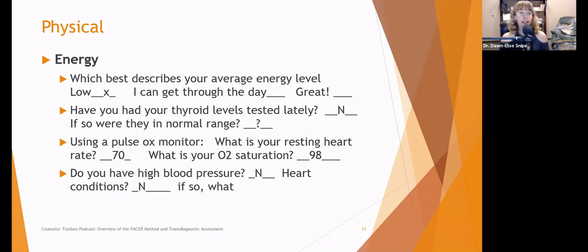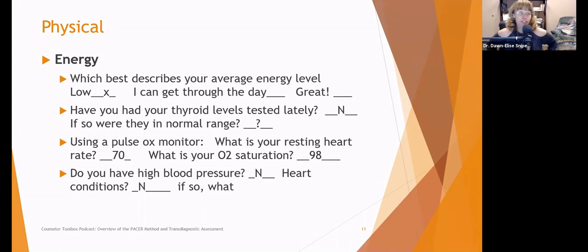Her resting heart rate is a 70 with an O2 sat of 98. So her oxygenation is good. That's awesome. A lot of Americans tend to breathe shallowly. We tend to breathe through our chest instead of our gut, and when we do that, it reduces the amount of oxygen we get in. One of the main reasons we yawn is because we're not getting enough oxygen to our brain, not actually because we're tired.